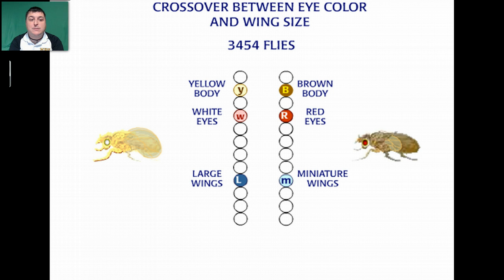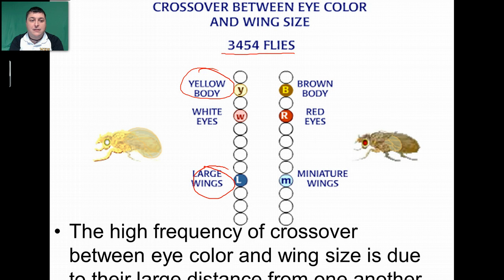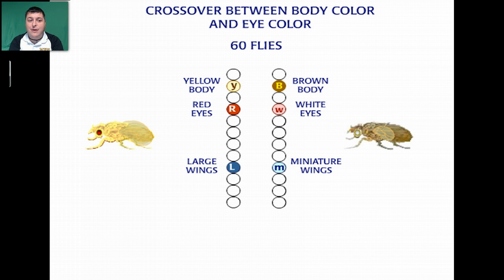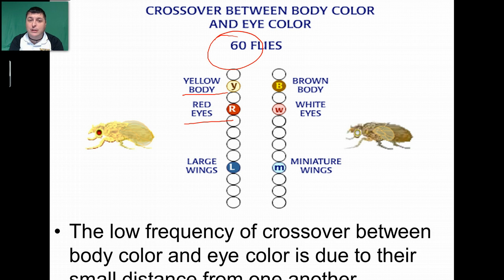And this makes sense because the body color and the wing color have a greater crossover at 3,454 than, say for instance, our body and eye color, because they're closer together with only 60 combinations seen. So that lower frequency is due to their closeness on the chromosome.